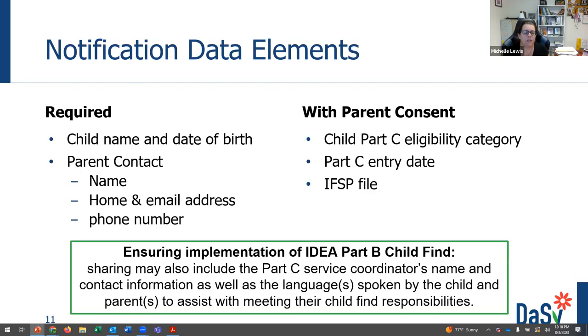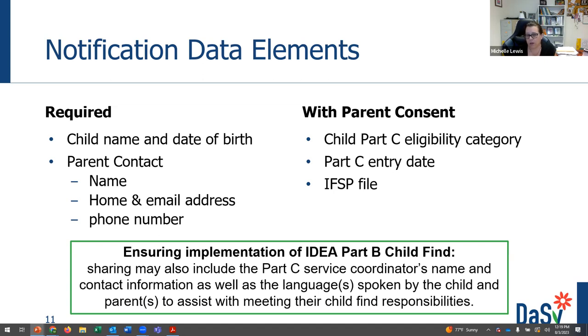Next slide. So in terms of the data elements, the NICS letter goes on to talk about the required elements that are not about family permission: the child's name and date of birth and the parent's contact information, which would include name, home and email addresses, as well as the phone number. And then the piece in this green box below talks about, for ensuring the implementation of IDEA Part B Child Find, sharing may also include the Part C service coordinator's name, contact information, as well as languages spoken by the child and parent or parents to assist the LEA in meeting their specific child find responsibilities.